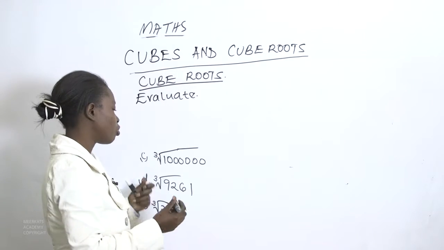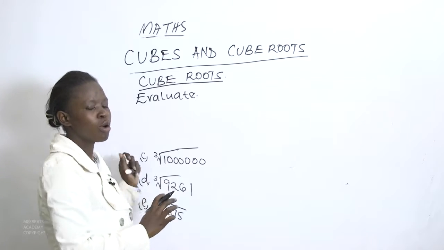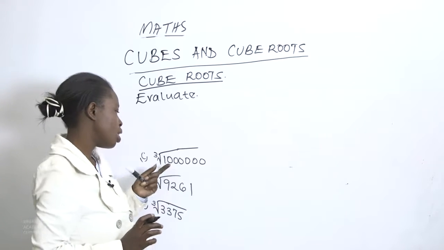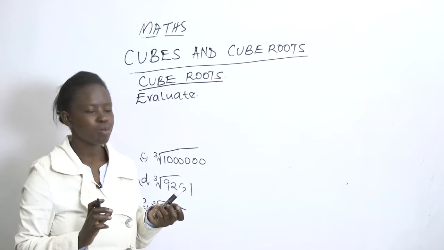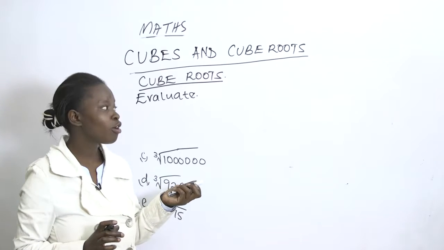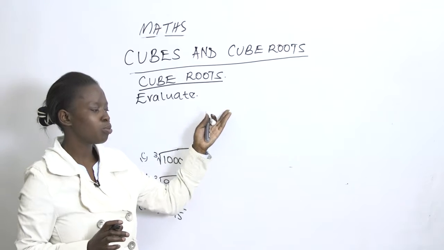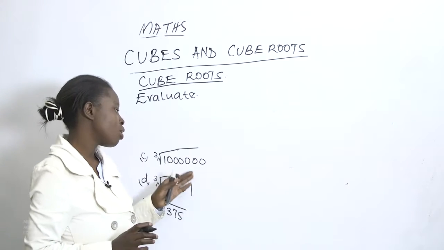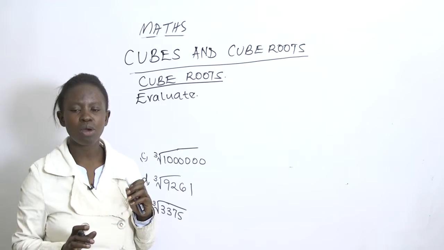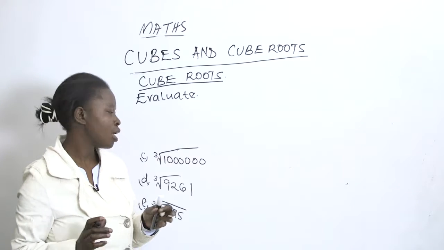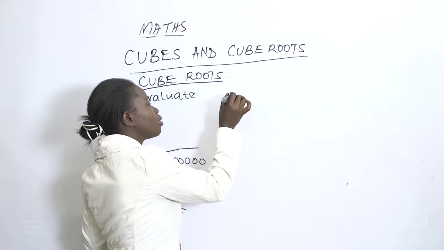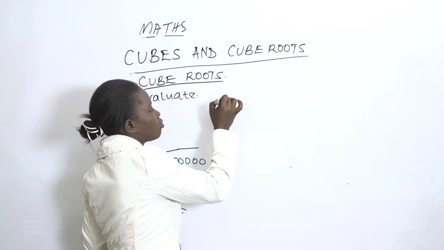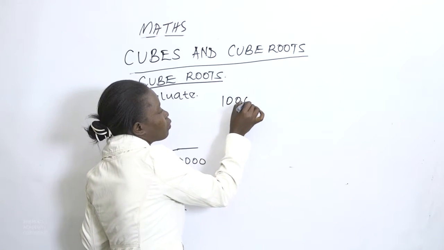Next, I'm having to get the cube root of 1 million. 1 million is a power of 10. So being a power of 10, instead of going through the method of finding factors, we can group them into those powers of 10. So I have 1 million, 1 million, 1 million.